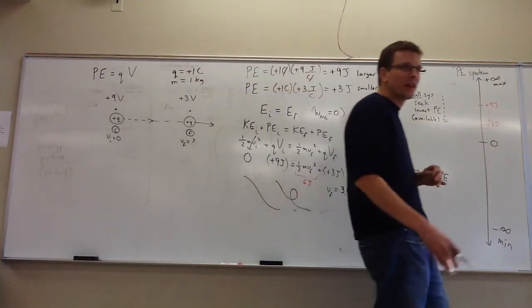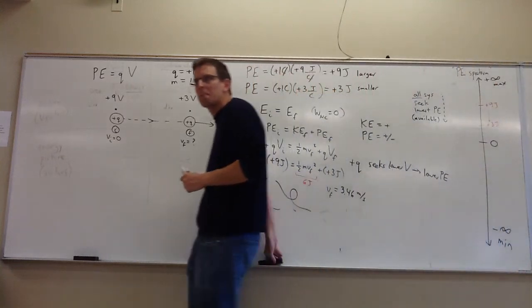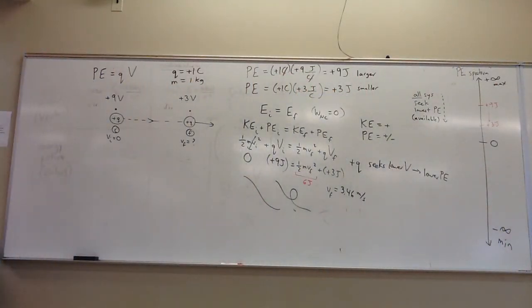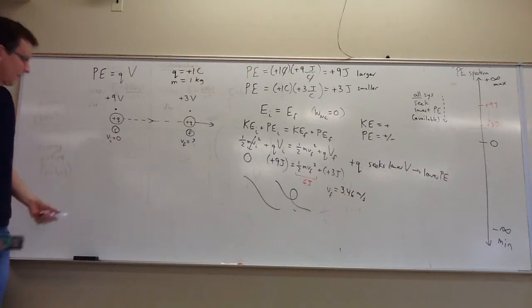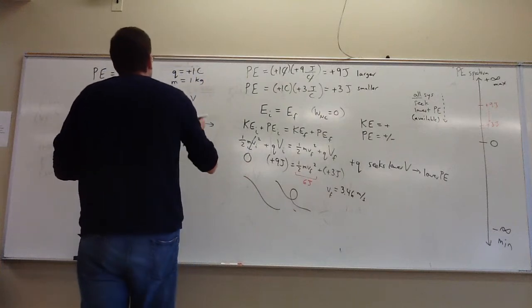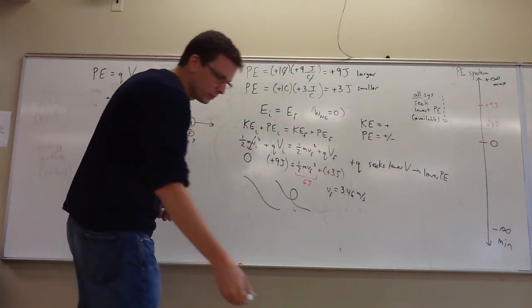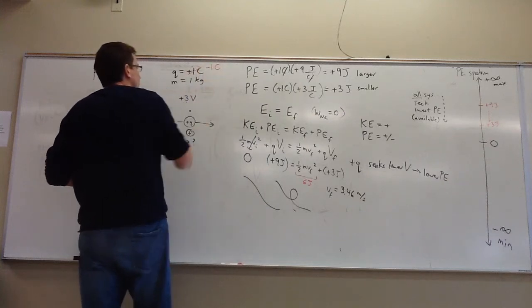Okay, are there any questions on that? Okay, so now we have to deal with the fact that there is also such a thing as minus charge, right? So let's switch out that the charge is now going to be minus. Let's see how that affects things. So this is now, what happens if this is minus 1 coulomb, okay?